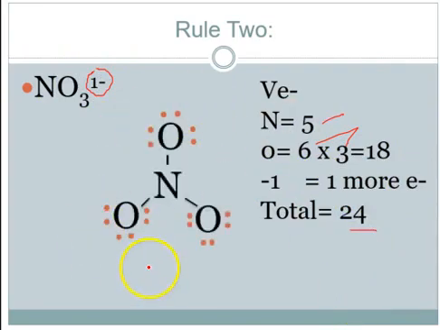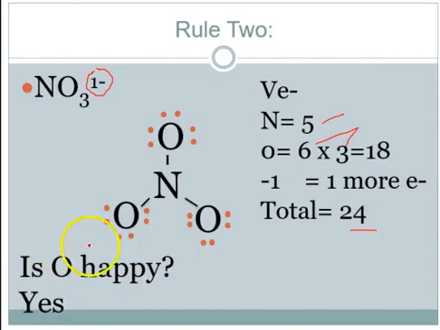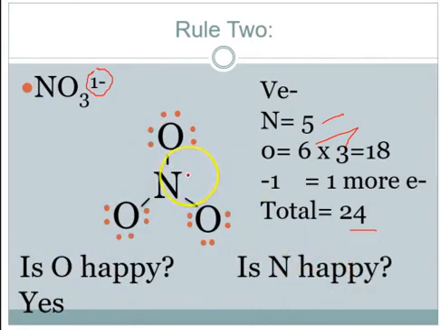Then I am going to distribute my octets. I'm going to check, is oxygen happy? Yes, every oxygen has 8 electrons. Is nitrogen happy? Double check, is nitrogen in one of the exception rules? Remember columns 1, 2, and 3, you won't borrow to make them happy. But nitrogen has 5 electrons, see? So if your central atom has 1, 2, or 3 valence electrons, you won't borrow to make it happy. But nitrogen has 5, so it's not happy. What does that mean you need to do? It means you have to share electrons.